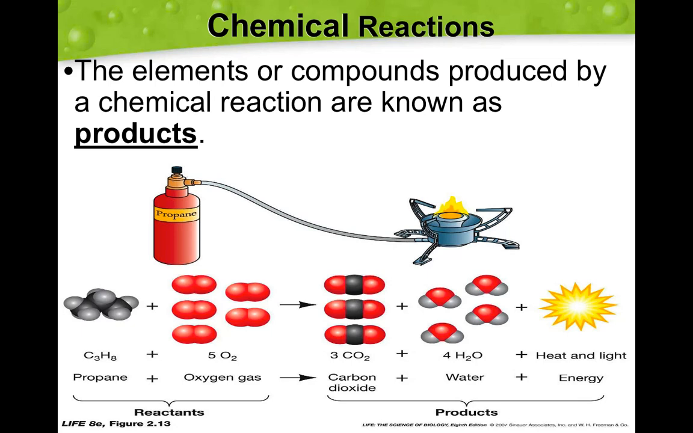Now, the other side of the chemical equation has the products. The products are the things that are formed during the chemical reaction. So, for example, the picture below shows propane gas burning in oxygen. So the propane and the oxygen are the reactants on the left-hand side, and the products, the things that are formed out of the fire, are carbon dioxide gas, water gas, or water vapor, and heat. So those are the products. They go on the right-hand side.